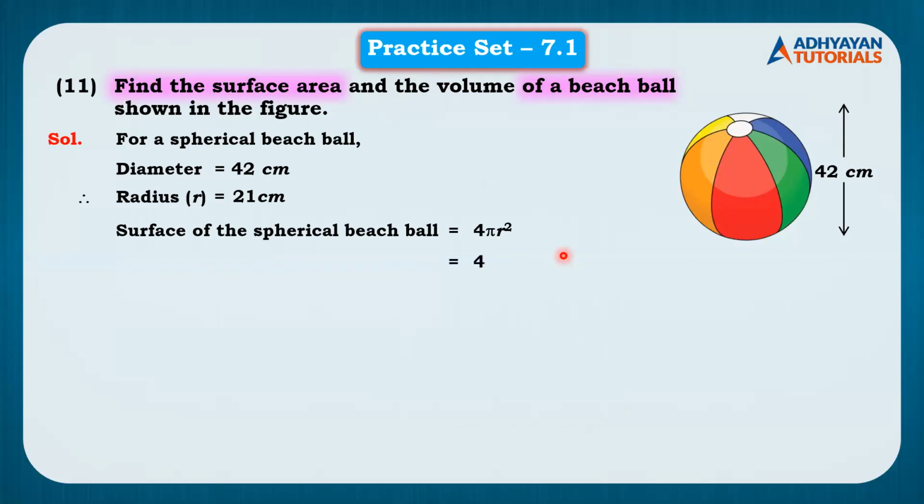So 4 into value of pi will remain the same, 22 upon 7 into r square. Now what is the meaning of r square? R into r. So it is 21 into 21. We'll calculate 7 ones are 7, 7 threes are 21. So it is 4 into 22 into 3 into 21. I want all of you to calculate this part. Somebody has already got the answer, but I request all of you to calculate this part first.